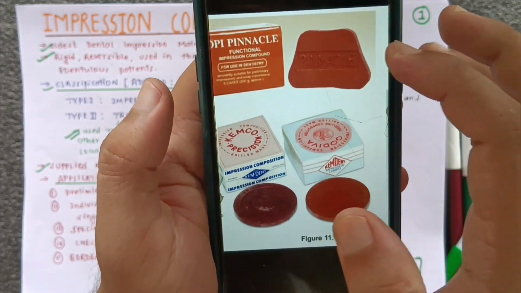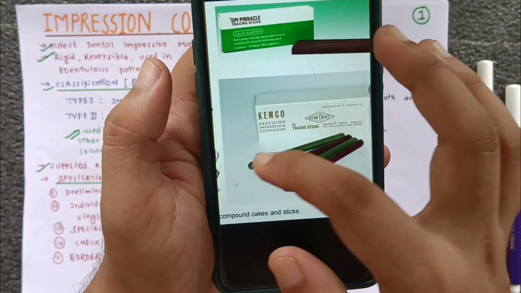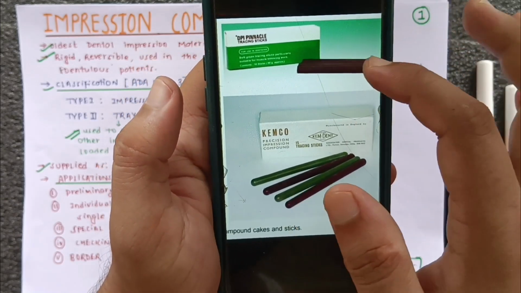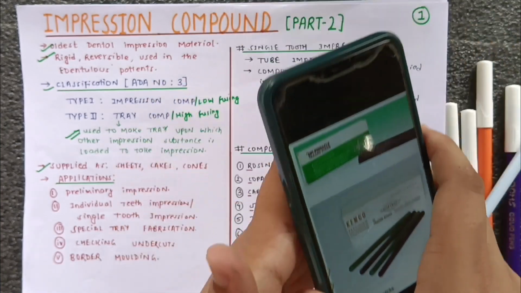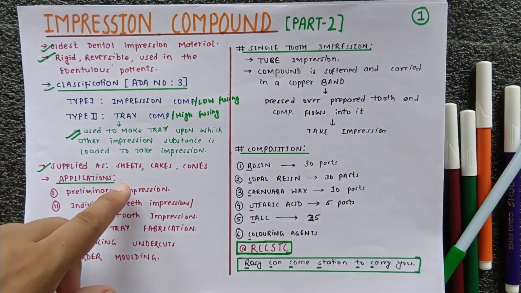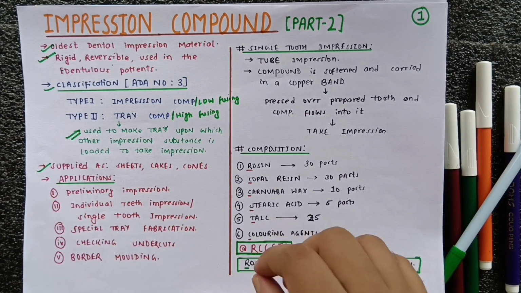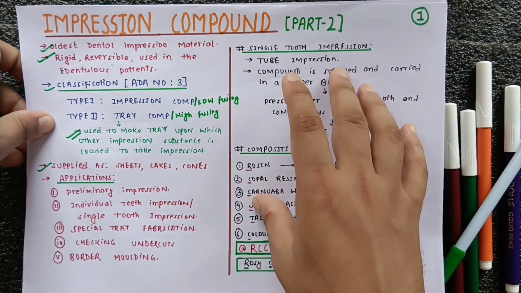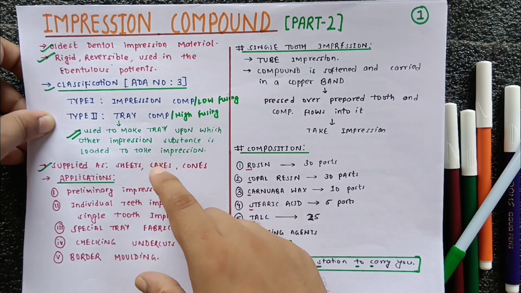This is a cake form, this is also a cake form, and here we can see it is a stick form. Here are also sticks. So it is available in seed form, cake form, cone form, or stick form. It is not that important, just remember it is available in cake, seed, and cone forms.